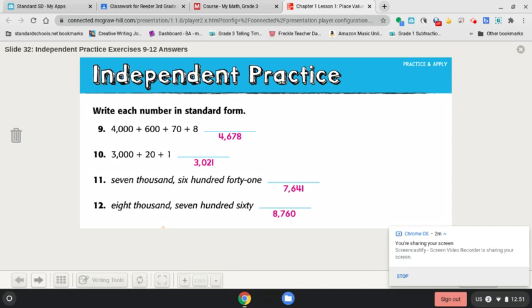And then here's your answers. For the first part, you have 4,678, 3,021. Do you see there's where that 0 held the spot for the hundreds because there was no hundreds? 7,641. So you do your 7,000, comma, 641. 8,760. So you write 8, then your comma, just like it is here, 760.